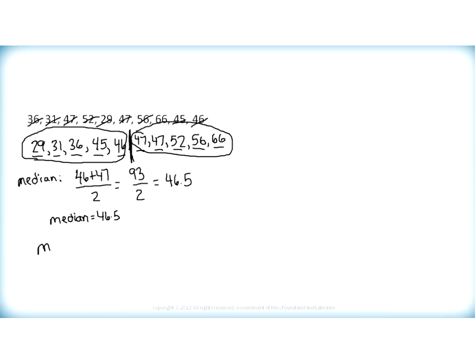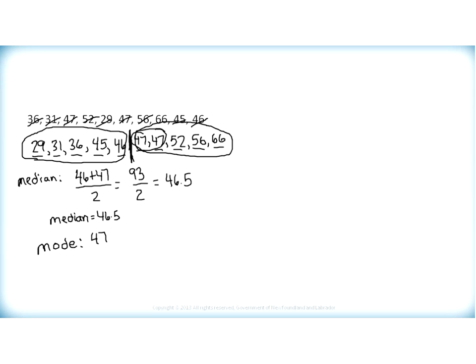Next, I'm going to find the mode of my data. I have my data lined up from least to greatest, so it's in order. The mode is the most commonly occurring number. 29 appears once, 31 appears once, 36 once, 45, 46, 52, 56, and 66 all appear just once in this set of data. But what you may notice is that 47 appears twice. So 47 would be my mode.